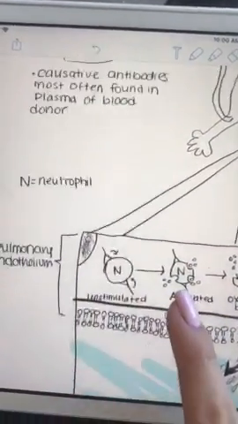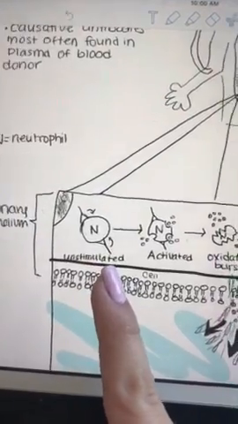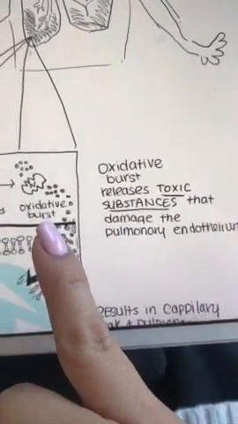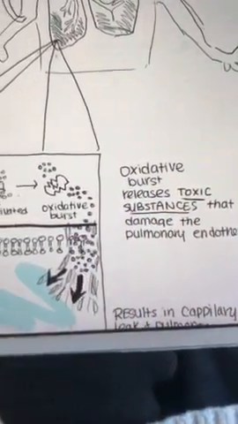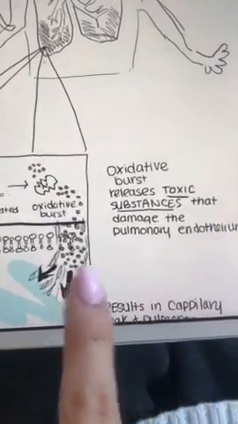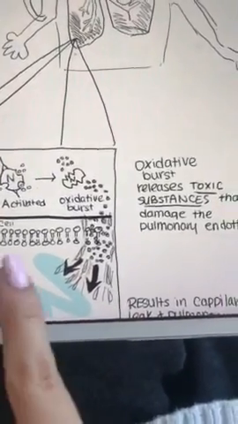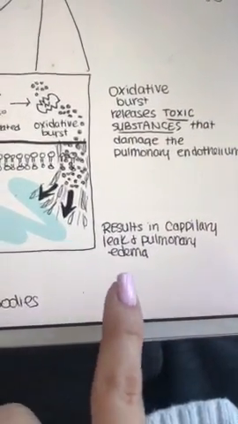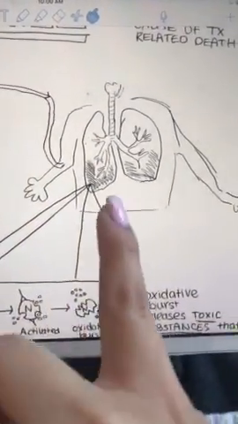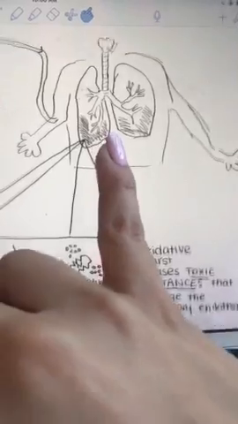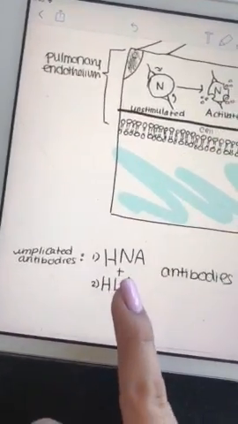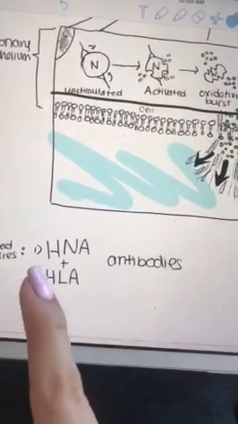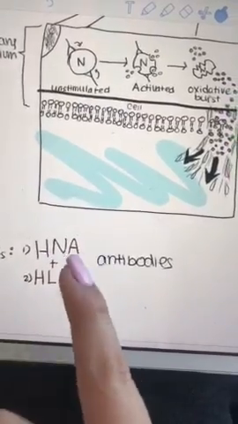antibodies, they actually sensitize to these unstimulated neutrophils. They activate them, and the neutrophils undergo something called oxidative burst, which releases toxic substances that damage the pulmonary endothelium. As soon as the cell is damaged, this results in capillary leak and pulmonary edema, so you get your classic bilateral lung infiltrates. And the implicated antibodies in TRALI are human leukocyte antibodies and human neutrophil antibodies.